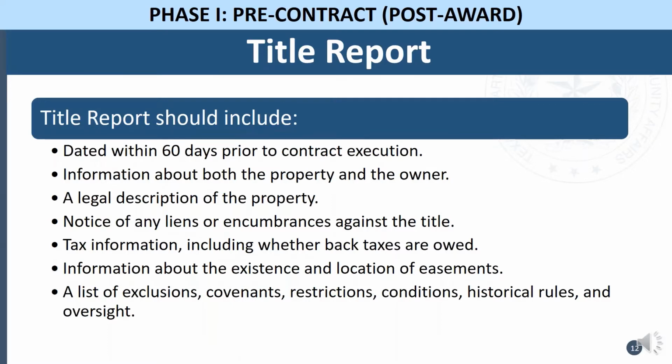Title report. The title report is very important, and it is part of Phase 1, the pre-contract phase post-award. It must be dated within 60 days prior to the contract execution. It must include information about both the property and the owner, the legal description. We must be notified of any liens or encumbrances against the title, tax information, whether back taxes are owed, information about the existence and location of easements, and a list of exclusions, covenants, restrictions, conditions, historical rules, and oversight.